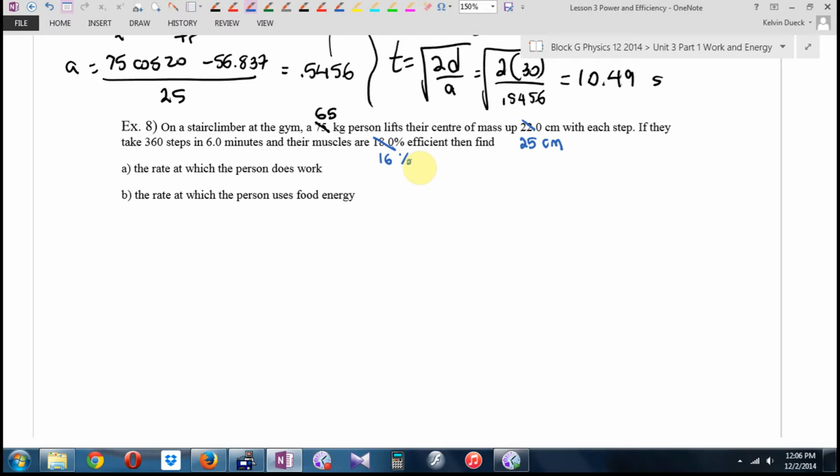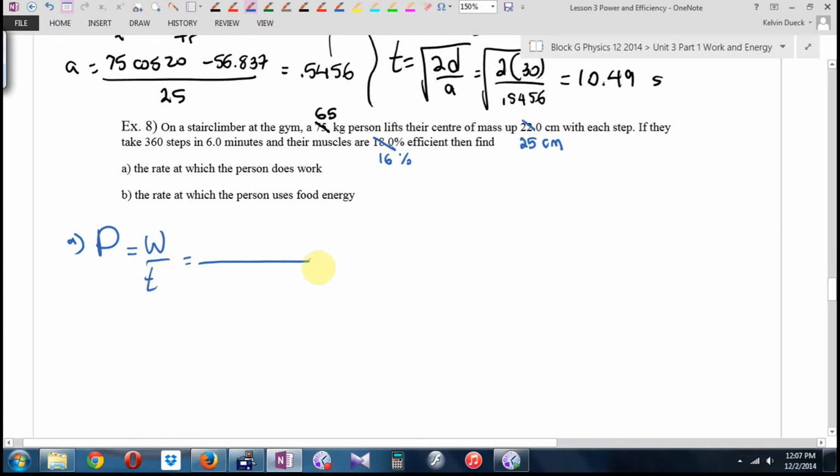the rate at which the person does the work, power. How is power defined? What's the power equation? Power is what? Work over time. Now, in terms of the time, I think I got that. It's 6 minutes. I got to be careful. 6 minutes, I better convert that to seconds. It's 360 seconds.